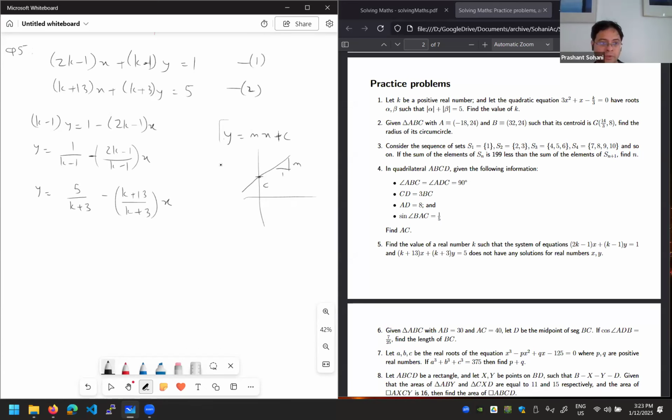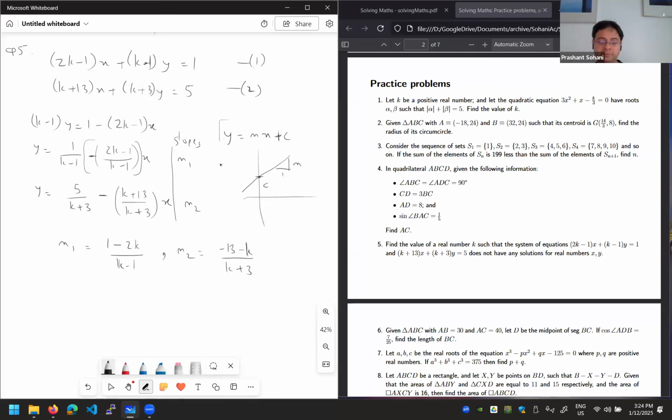Okay, then what do we do after this? So sir, in this, the slope will be minus 13 minus k upon k plus 3. Yes, correct, for the second line. So if I call the slopes of the first and second lines m1 and m2, then the slope of the first line will be basically this bracket, right? So if I take the minus sign inside, the slope of the second line will be minus 13 minus k.